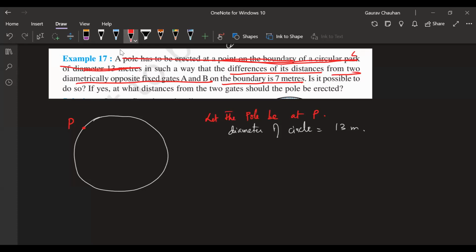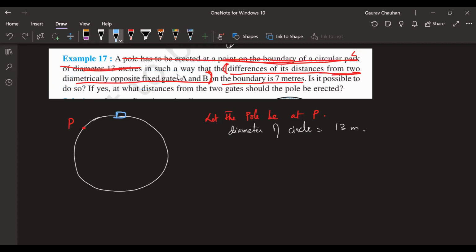Now, some new piece of information is: differences of its distances from two diametrically opposite fixed gates A and B. This full is one thing, guys. But this one thing also I'm going to break. Diametrically opposite fixed gates A and B. This part tells me that there are two gates in this park. The context is the circular park. In this park, there are two gates which are diametrically opposite.